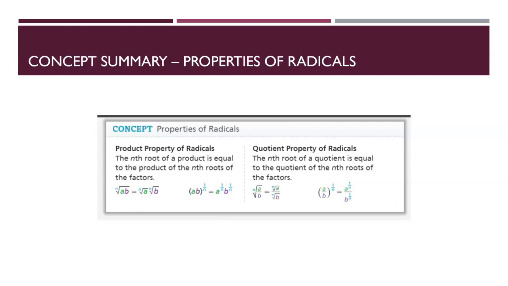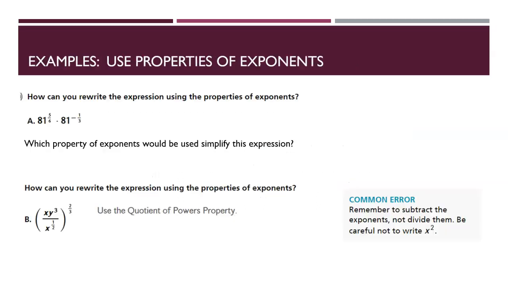All right, so we're going to be applying those properties in all of the examples that we're going to be looking at in this first lesson here. So let's look at this first example. You guys have this in your notes. We have 81 to the 5/6 power times 81 to the negative 1/3 power. So what I notice right away is that the bases are the same. So remember the rules. If the bases are the same, we can add the exponents.